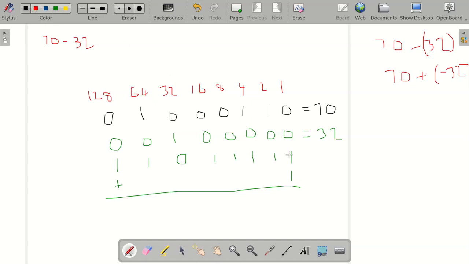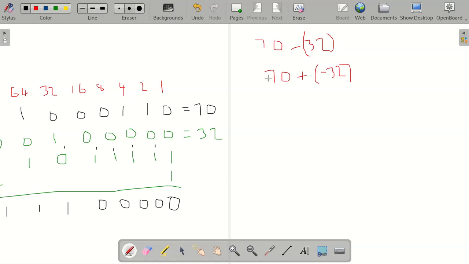So what is 1 plus 1? We have 0, we carry a 1. 1 plus 1, we have 0, we carry a 1. 1 plus 1, 0, carry a 1. 1 plus 1, 0, carry a 1. 1 plus 1, 0, we carry a 1. 1 plus 0 is 1. This is just a 1, and this is just a 1. Like that, we have our 70 and we have our negative 32 in 2's complement.